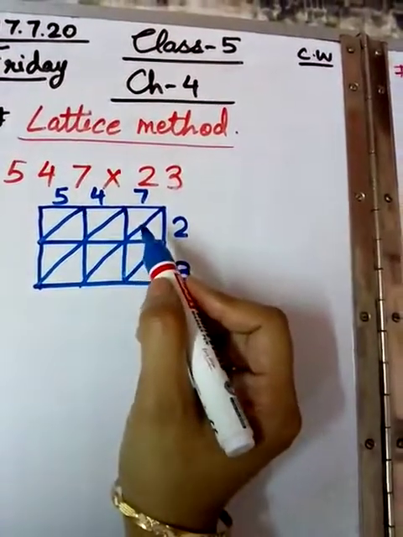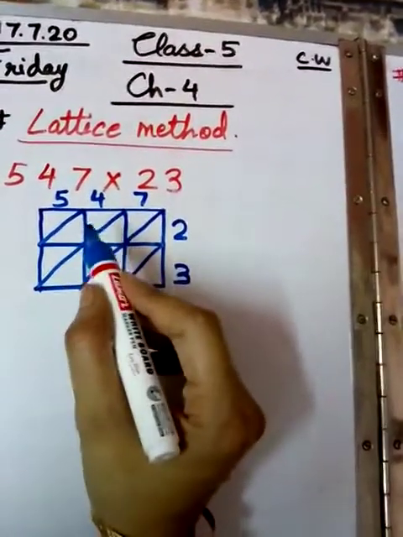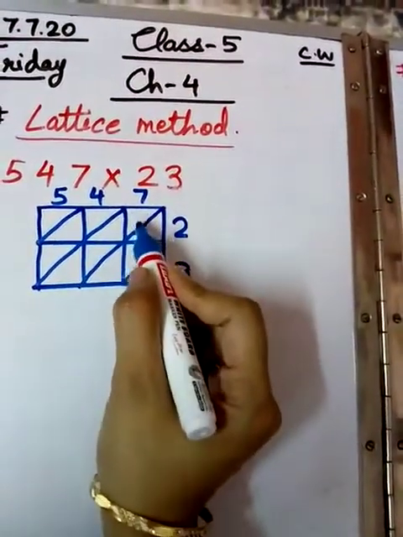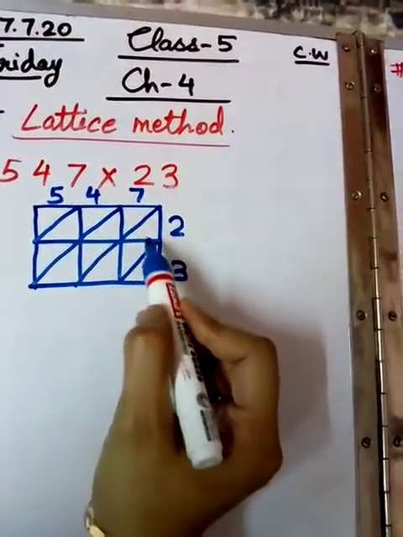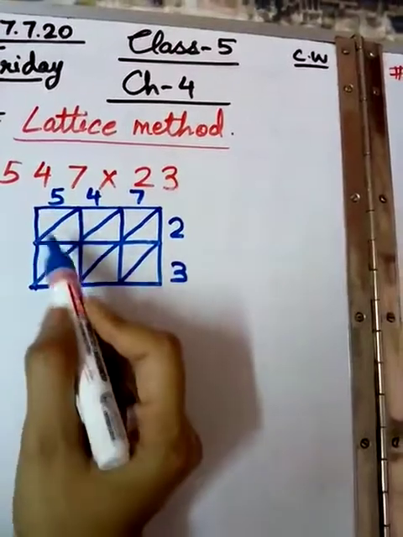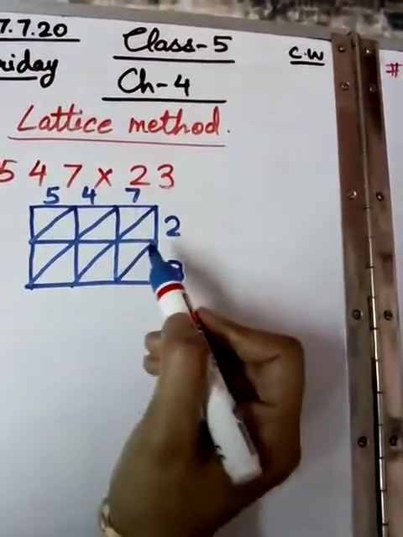Why? Because we will write a 2-digit number here. No concept of carryovers. The upper part will be your tens place, the lower part ones place. This is tens, this is ones. Every box has got a tens and ones place.